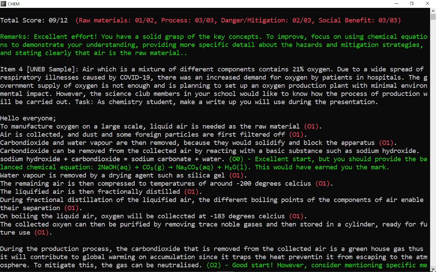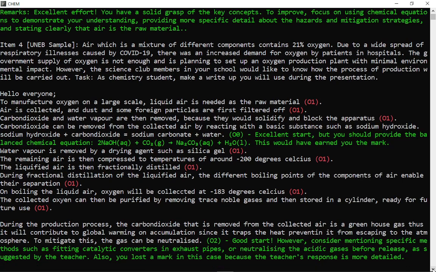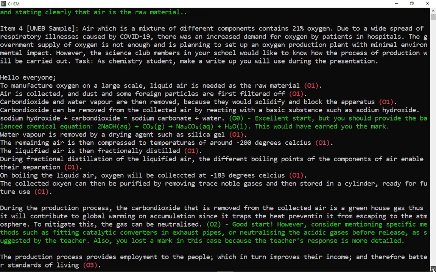I have a solid grasp of the key concepts. So to improve, I need to focus on using chemical equations, and also, to demonstrate my understanding, provide more specific detail about the hazards and mitigation strategies, and state clearly that air is the raw material. So to manufacture oxygen on a large scale, liquid air is the raw material. Fantastic, I got that.